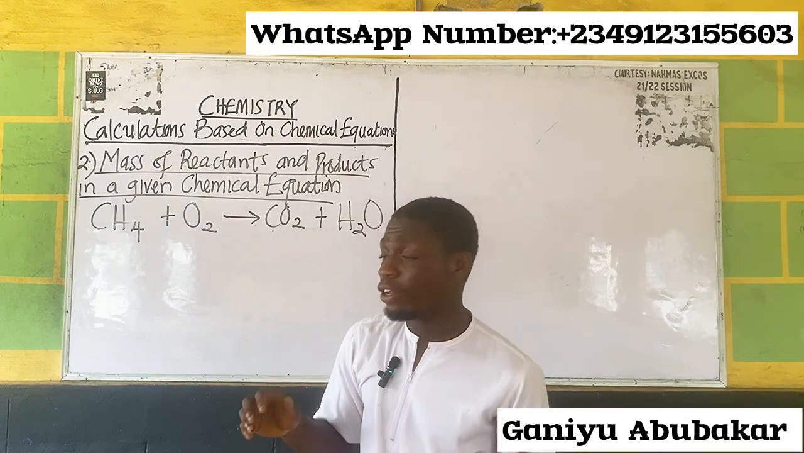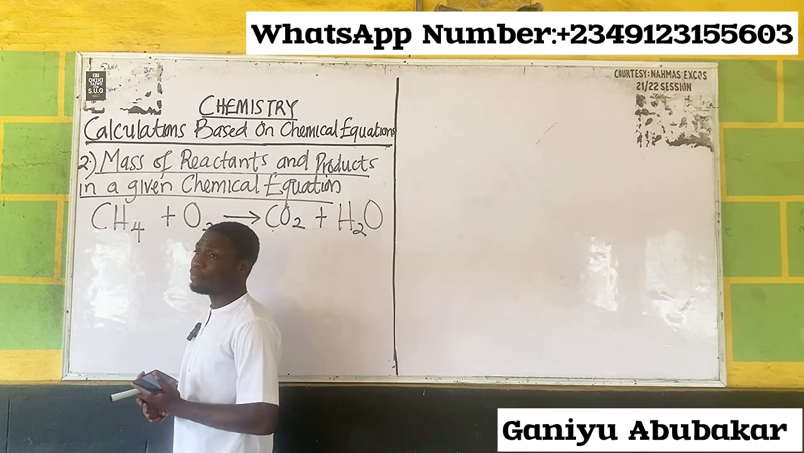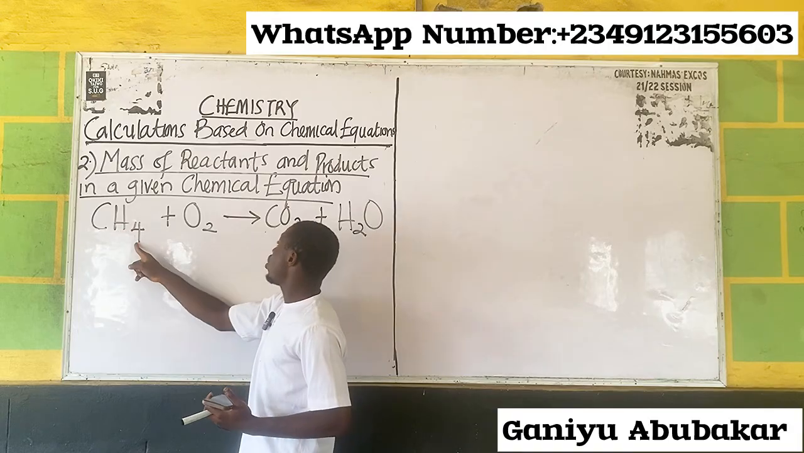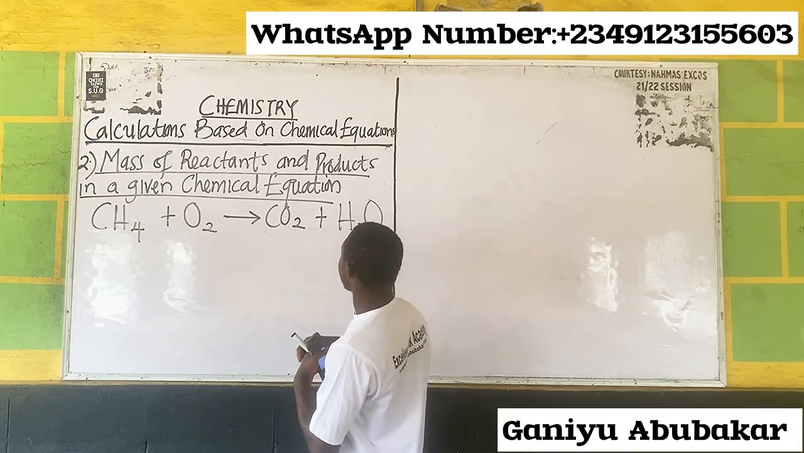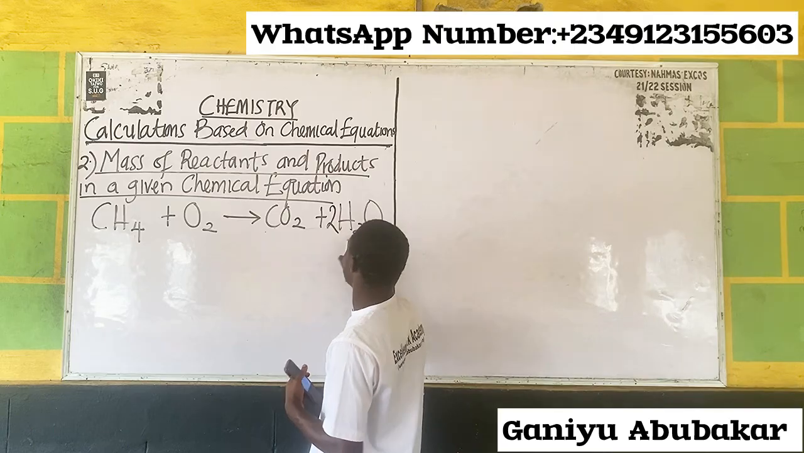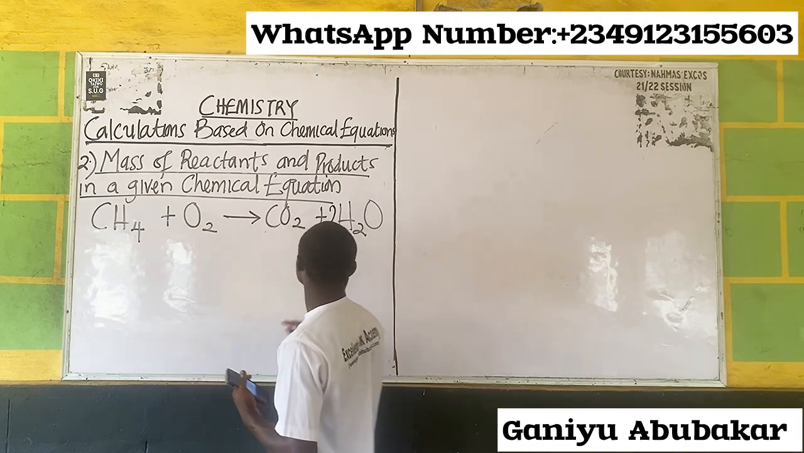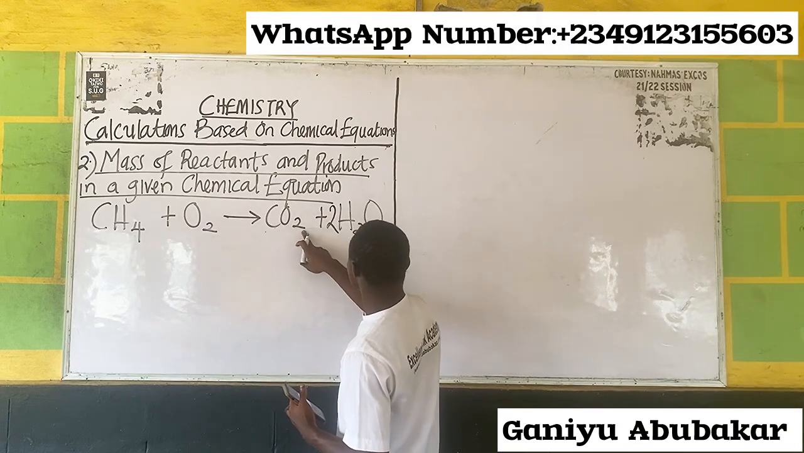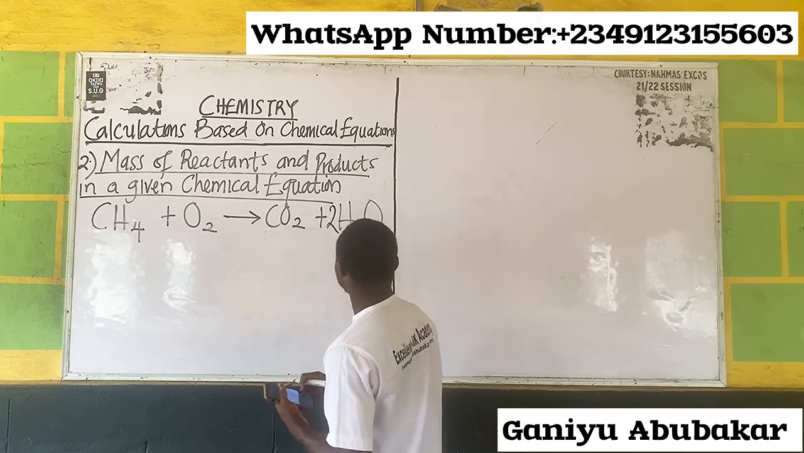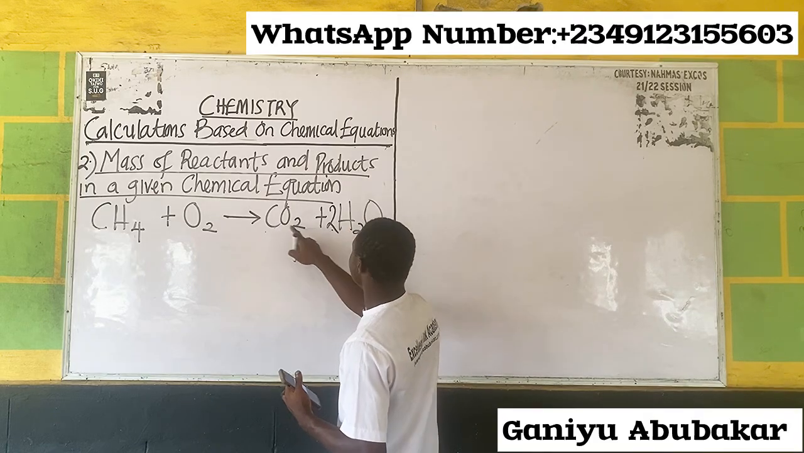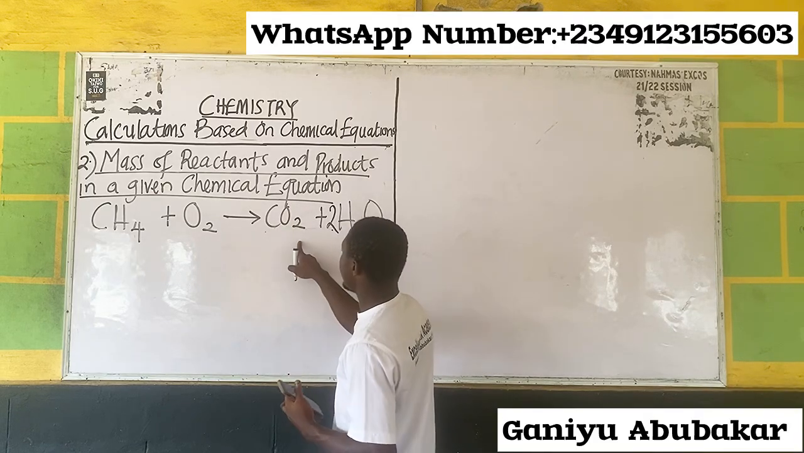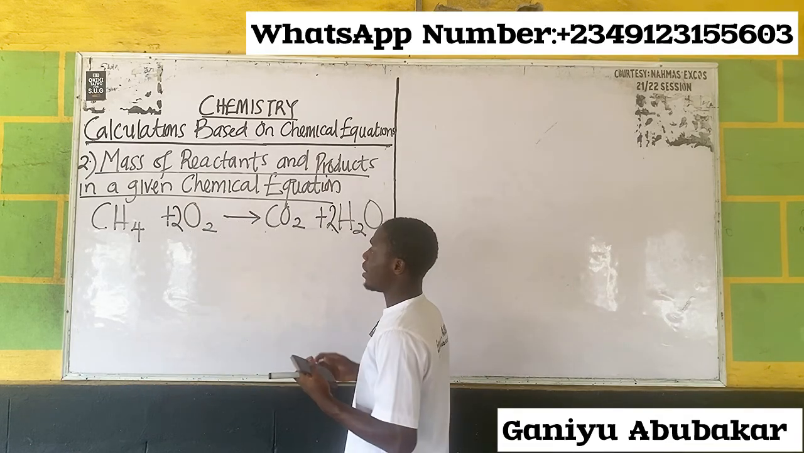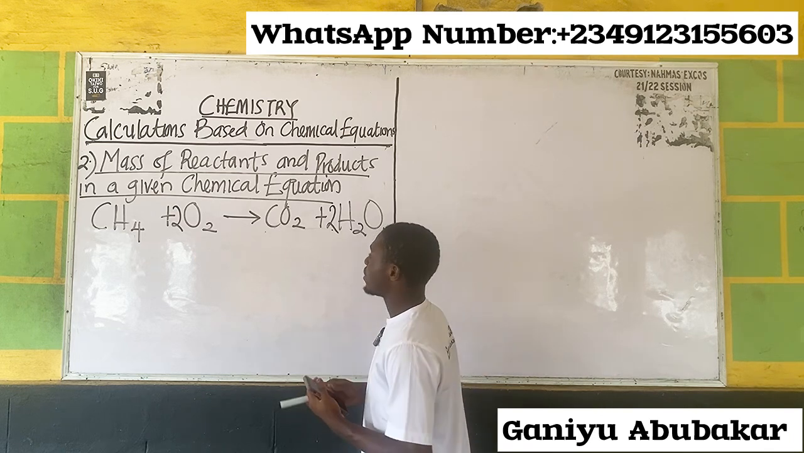Before we start solving, we said your first task is to balance the equation. Is it balanced? Carbon is 1, no problem. Hydrogen is 4 on one side and 2 on the other, so I put 2 here, and that makes 4. For oxygen, 2 times 2 gives you 4, so I put 2 here. Now this is balanced.